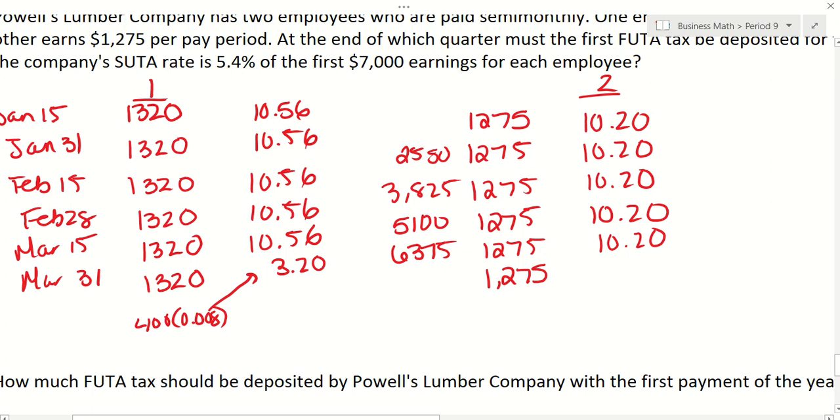I must pause and think. If I add the 1,275 to the 6,375, am I going to reach the 7,000 mark? Your answer should be yes. So how far from the 7,000 mark am I? So I must subtract these two. I end up with 625 this time, times the 0.008, and that goes here, which gives me $5.